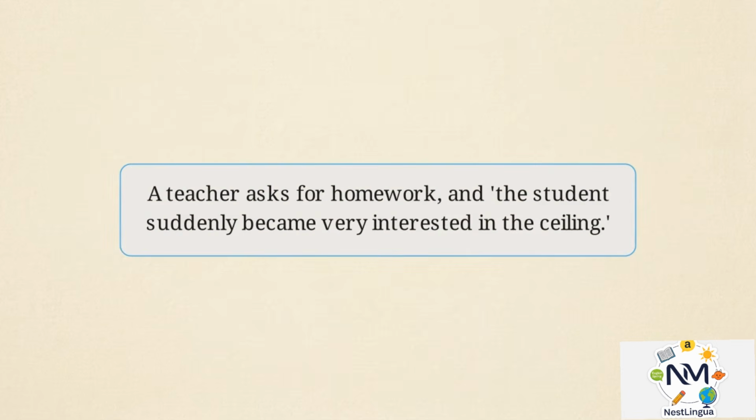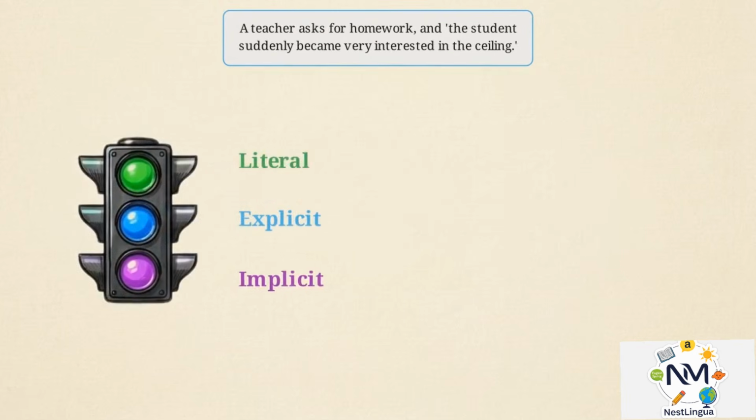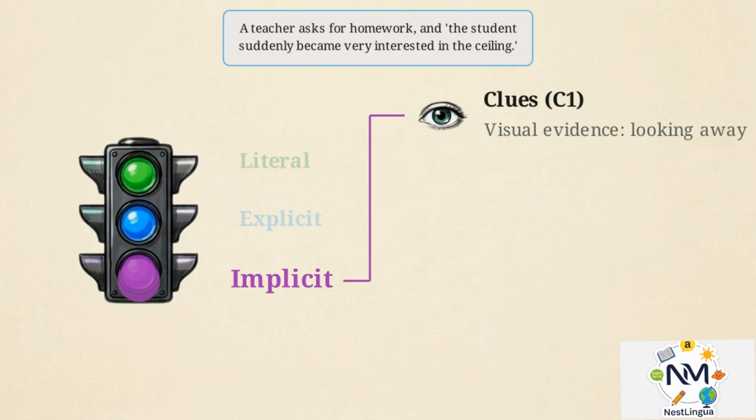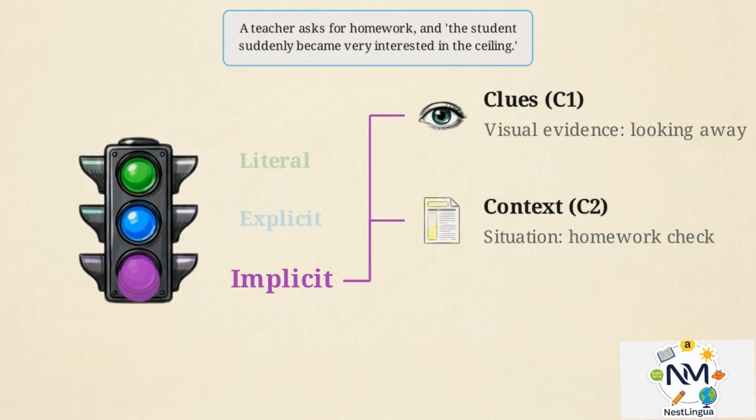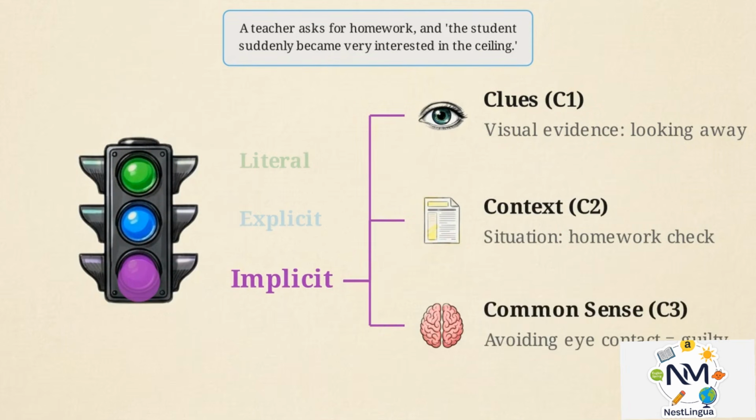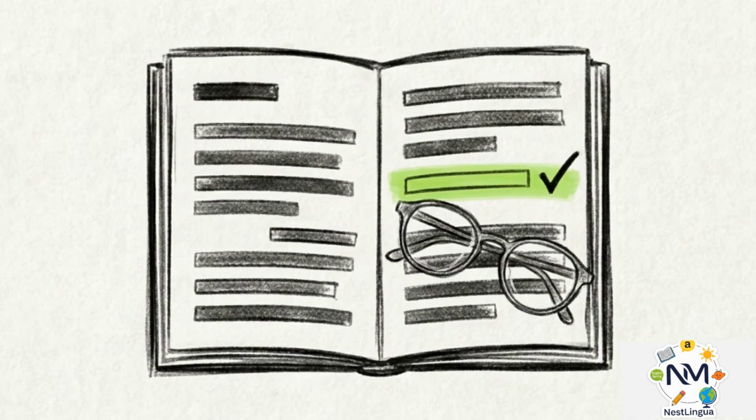Consider this scenario. A teacher asks for homework, and the student suddenly becomes very interested in the ceiling. Which level of meaning indicates the student didn't do the work? It is implicit. The textual evidence is the student looking away. The context is a direct question about a missing assignment. Common sense tells us that avoiding eye contact in this situation usually signals a missing answer. Using this structure prevents you from making random guesses and keeps your analysis grounded in the actual text.